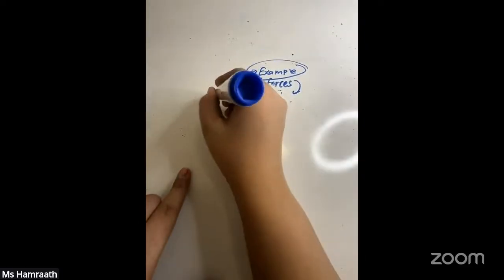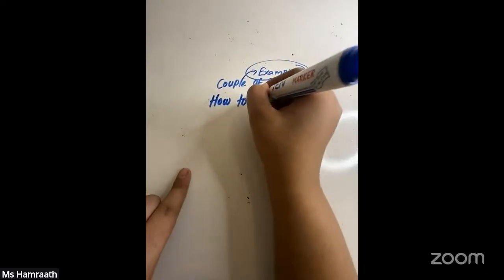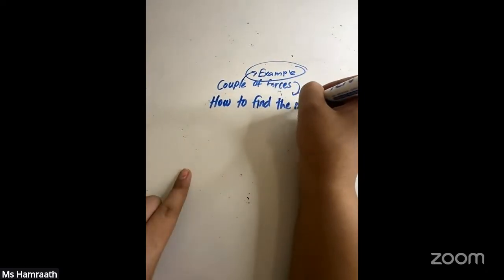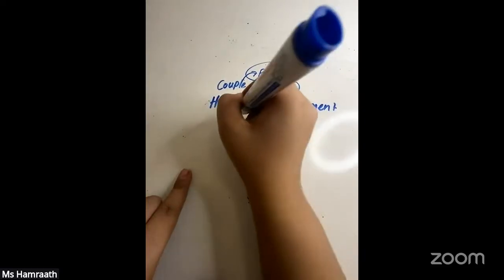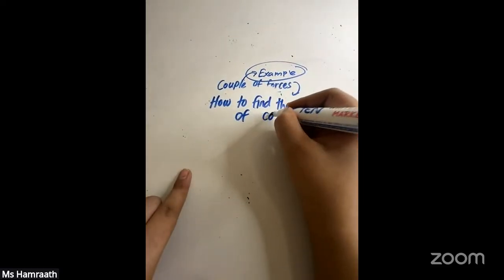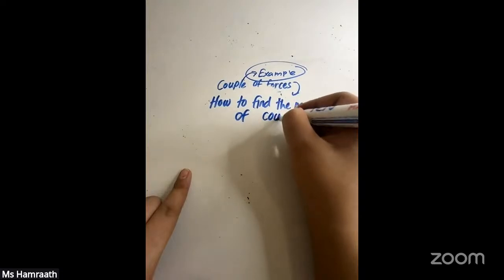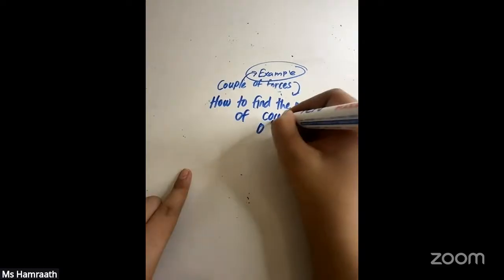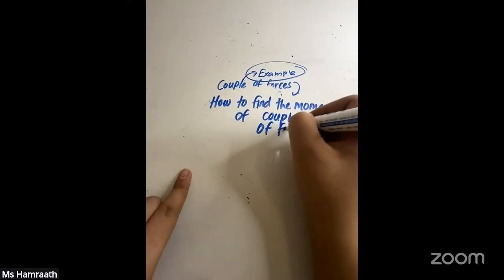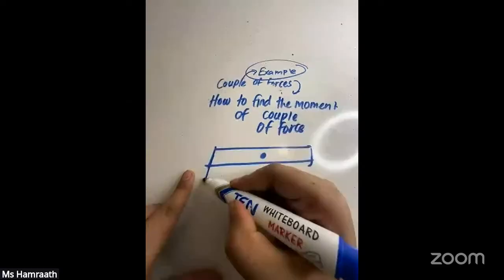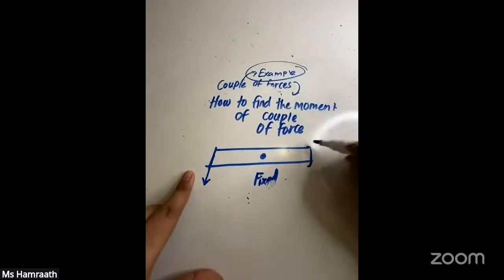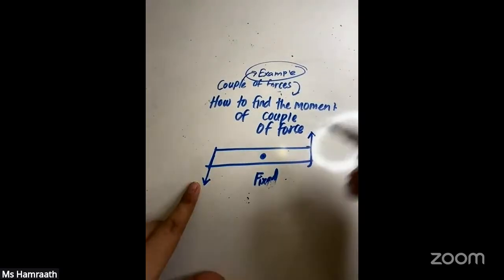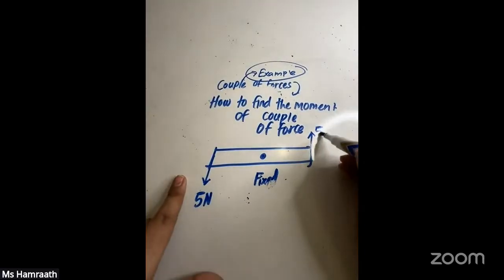Very simple. How to find the moment of a couple of forces. They have forces, and from the center they will have a point. We have rotation, but remember, if you have a force from this side, you will also have a force from the other side, in two opposite directions. So here it will be 5 Newton, and here also it will be 5 Newton.